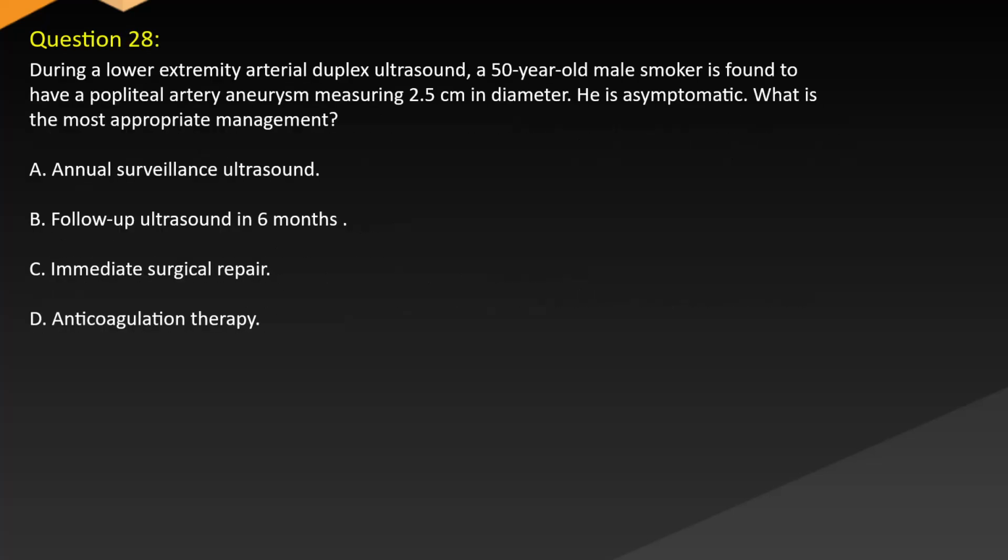Question 28. During a lower extremity arterial duplex ultrasound, a 50-year-old male smoker is found to have a popliteal artery aneurysm measuring 2.5 centimeters in diameter. He is asymptomatic. What is the most appropriate management? A. Annual surveillance ultrasound. B. Follow-up ultrasound in 6 months. C. Immediate surgical repair. D. Anticoagulation therapy.